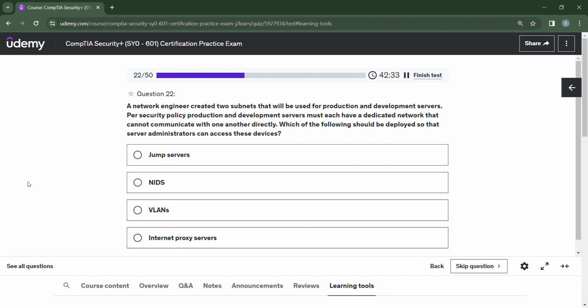A network engineer created 2 subnets that will be used for production and development servers. Per security policy, production and development servers must each have a dedicated network. They cannot communicate with one another directly. Which of the following should be deployed? I'm going to say VLANs.